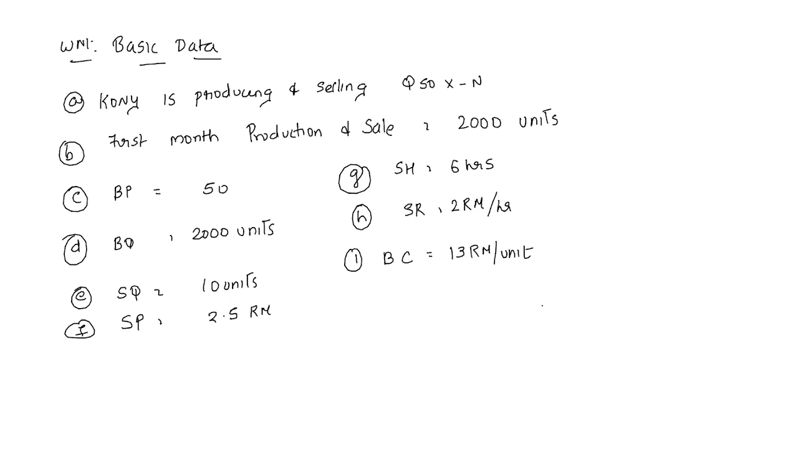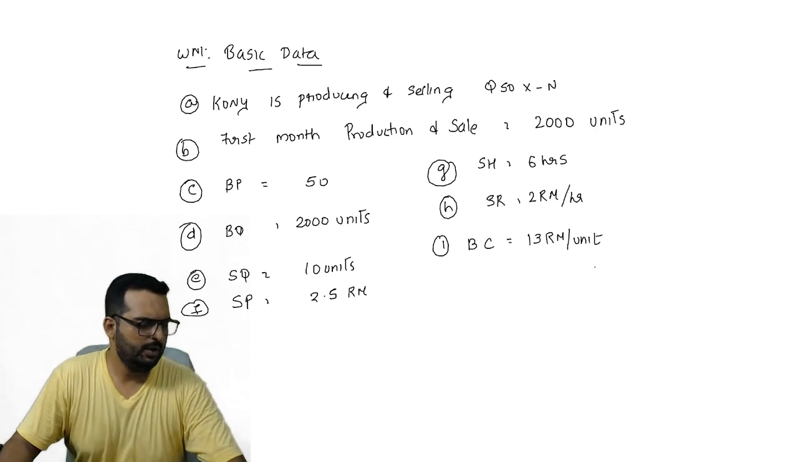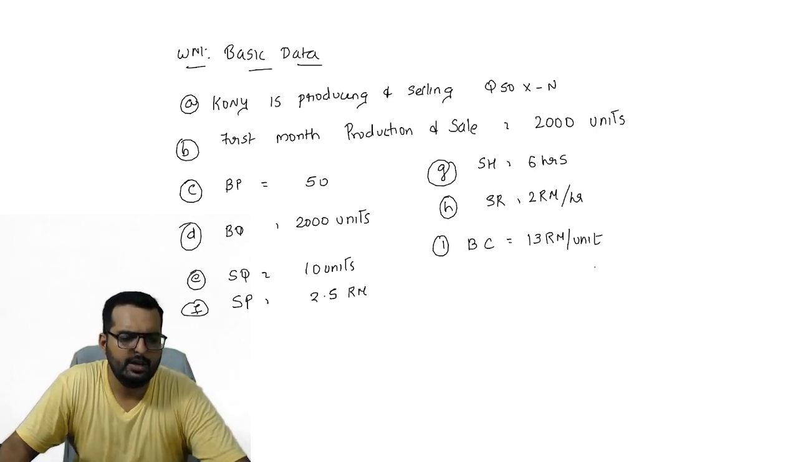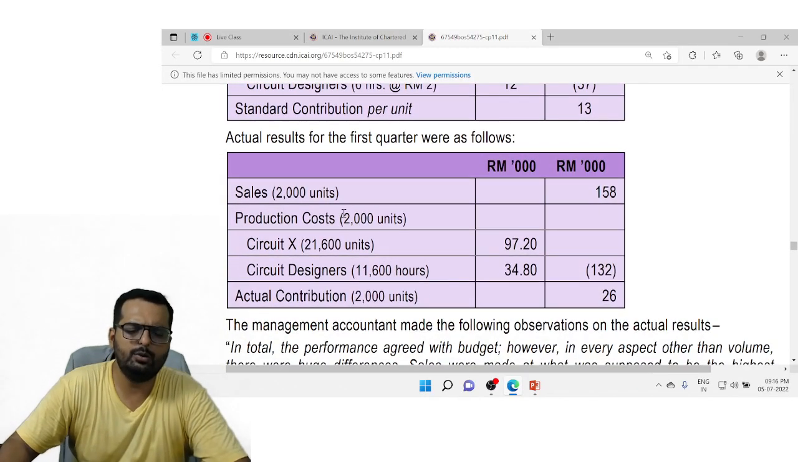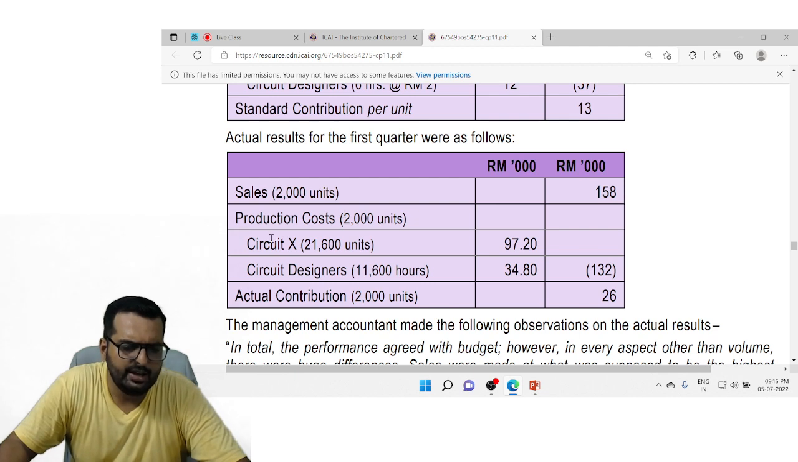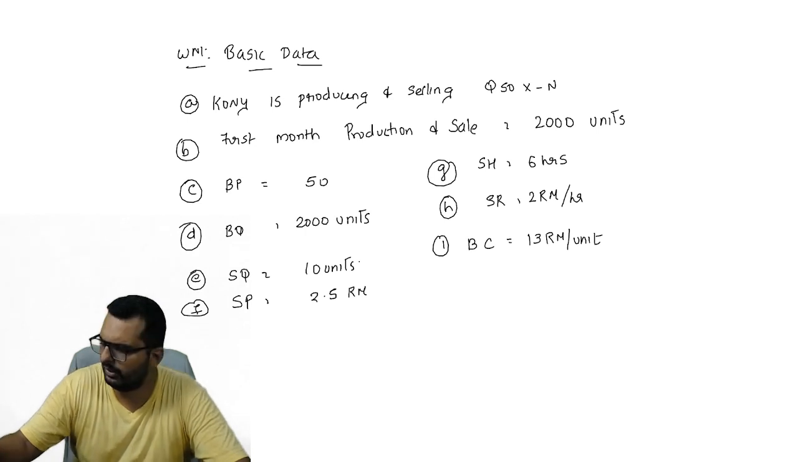Are you all done writing this, friends? Can I go to the next part? All right, friends. So we have got BQ, BP, SQ, SP, SH, SR. So now the next thing we have to find out from the data given over here is the AQ, AP for sales, AQ, AP for X, and AH, AR also we need to find out. So I'll just continue writing.